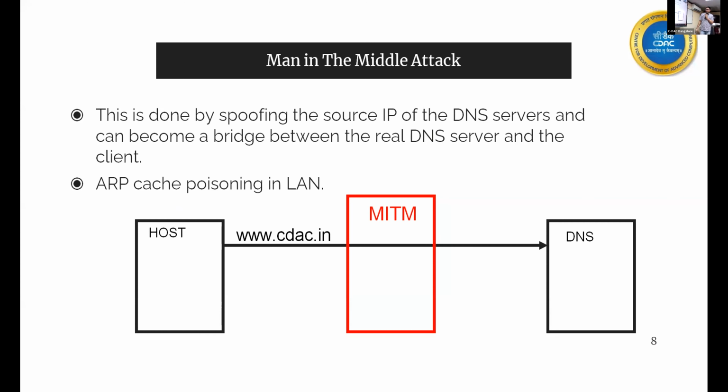Now what is happening in between, in the MITM attack? The person will reply on behalf of the recursive DNS server, saying that I am the recursive DNS server and this is the entry, this is the IP address for www.crack.in. The host will take it and it will be redirected to some malicious website, because this MITM person is giving the wrong IP address, not the correct IP address, right? So this is one of the attacks which can happen in LAN environment.